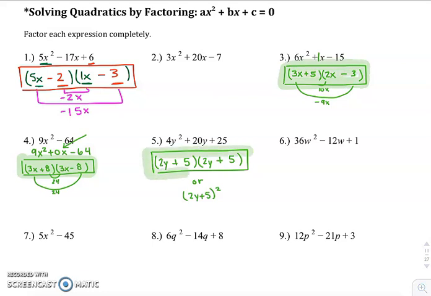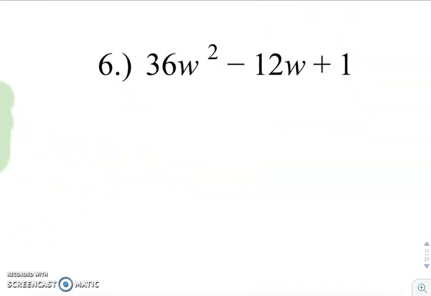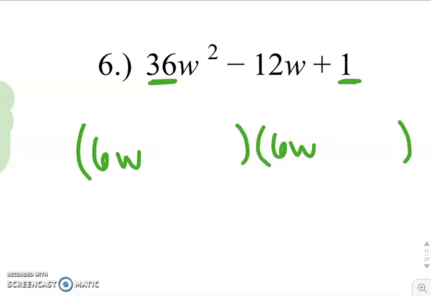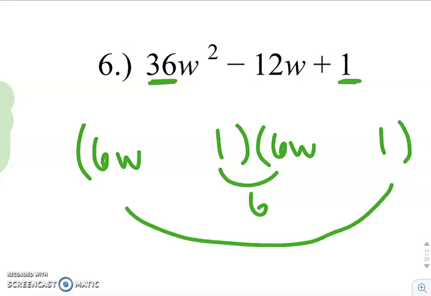Okay, let's keep going. So let's look at number 6. 36w squared minus 12w plus 1. Again, perfect squares there. So this is another perfect square trinomial. But what gets you 36w squared? 6w times 6w. What's the only thing that multiplies to get you 1? 1. So we need -12. So we want -6 and -6. -1 times -1 will give you a +1.